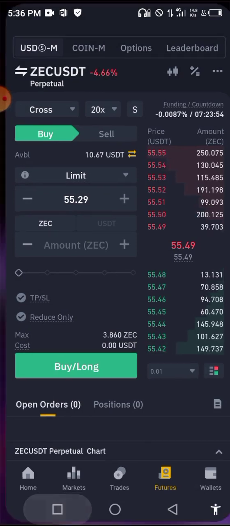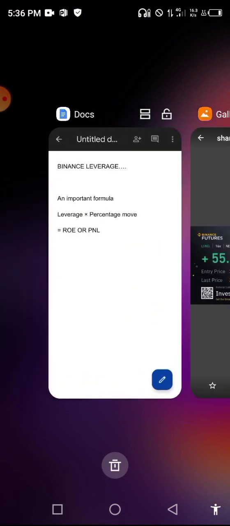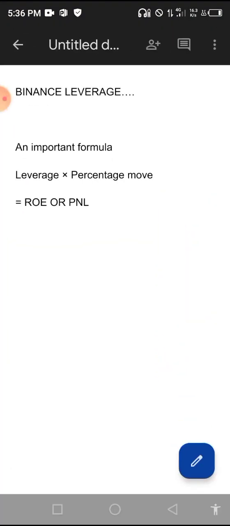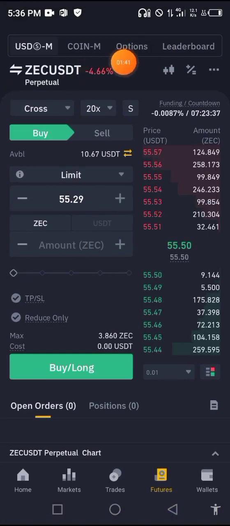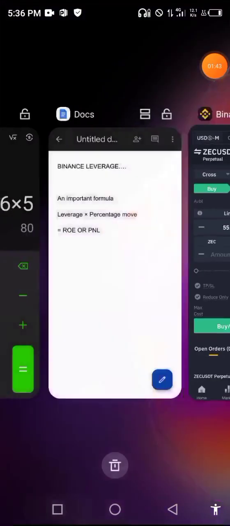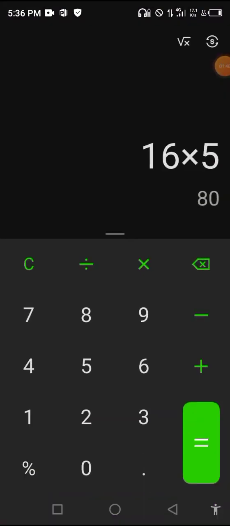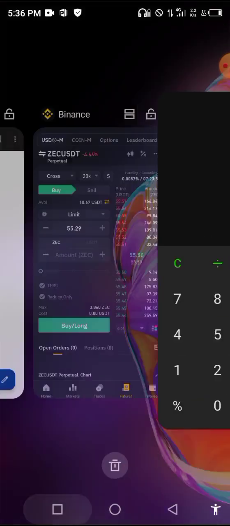This is an important formula, your leverage. Let's say the coin has moved 10% and you're on 10x leverage. So what will be your gain? Your gain will be 10% move times 10x leverage. So your gain will be 100% of your capital that you use to trade. It is as simple as that.